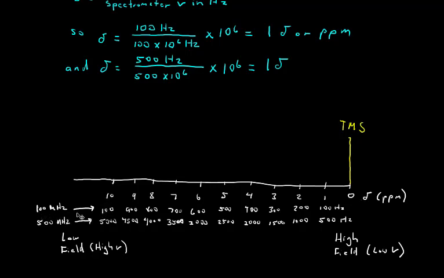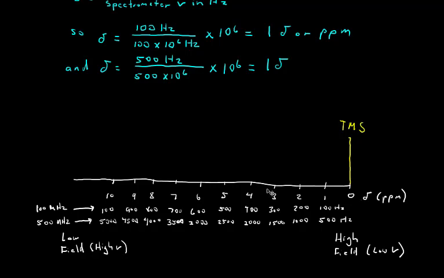Just to give an example here, for a 100 megahertz spectrometer, these are the different frequencies in hertz that correspond to each one of these delta units, or parts per million. So each delta unit is 100 hertz, so 100, 200, 300, and so on. With a 500 megahertz spectrometer, each delta unit is 500 hertz. We saw that up above here.